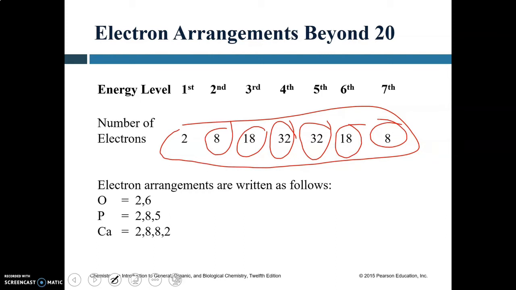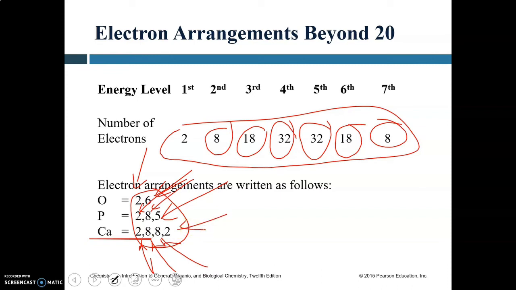So you can write electron arrangements, distributing electrons between different energy levels. So for instance, for oxygen, the first energy level has 2 electrons, and the second has 6. For phosphorus, the first energy level is 2, the second is 8, and the third is 5. For calcium, the first is 2, the second is 8, the third is 8, and the fourth has 2.